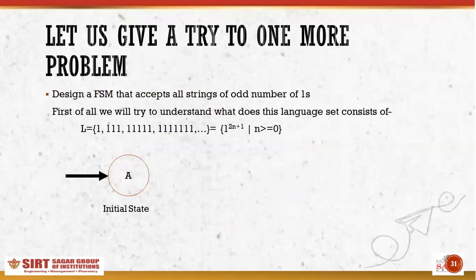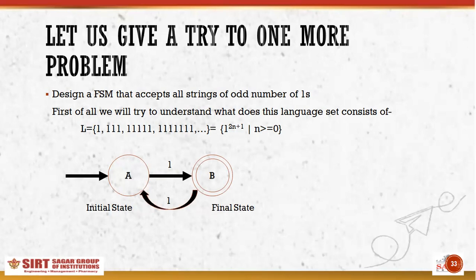And another example where I have to make a finite state machine that accepts all the strings having an odd number of ones. So for an odd number of ones, what I'll do, by taking a single one, it should reach a final state. So I've done it. By taking 2 ones, it should reach some non-final state. So what I have done, I made another transition back to state A, which is non-final.